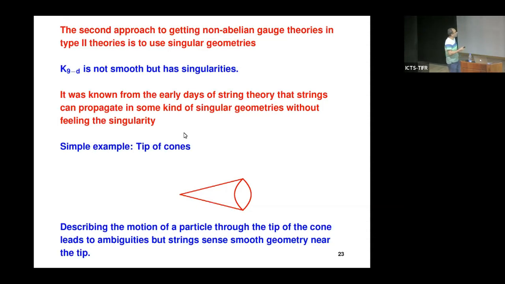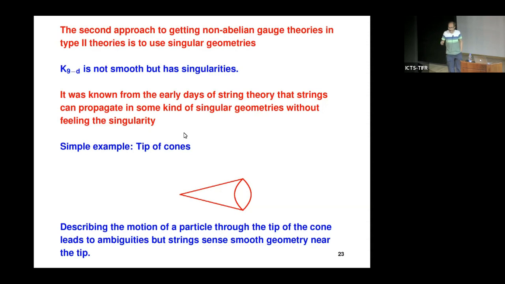The second approach to getting non-abelian gauge theories in type 2 theories is to use singular geometries. So far, we have studied geometries where we have assumed implicitly that this compact space is smooth. But now we'll consider situations where the compact space has singularities. Now, normally we avoid singularities, because from the usual particle-like viewpoint that we have, we know that it's hard to study physics near singularities. But it was known from early days of string theory that strings can propagate in some kinds of singular geometries without actually feeling the singularity.